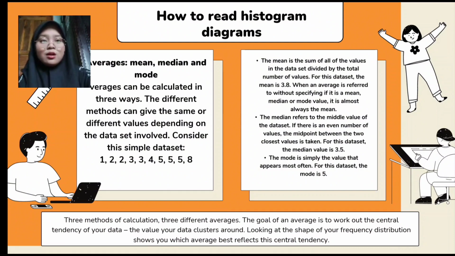3 methods of calculation, 3 different averages. The goal of an average is to work out the central tendency of your data, the value your data clusters around. Looking at the shape of your frequency distribution shows you which average best reflects the central tendency.